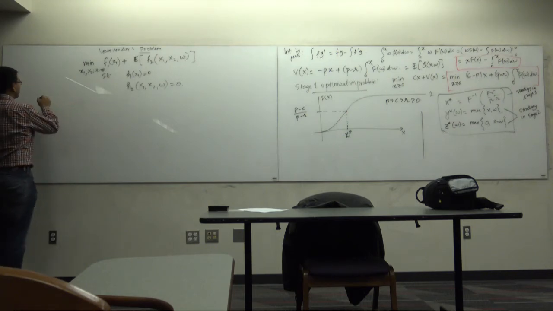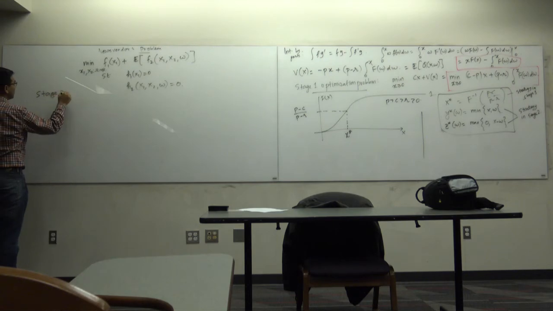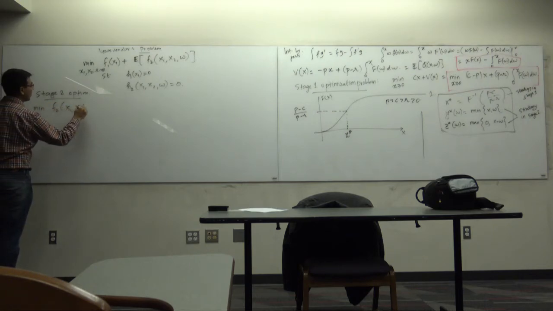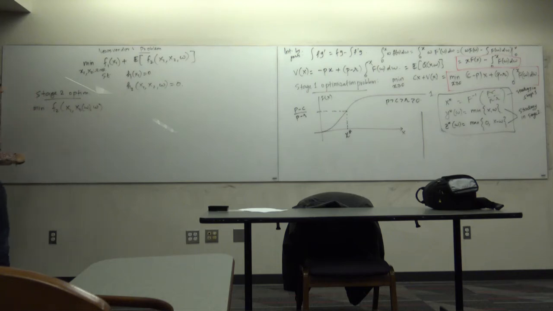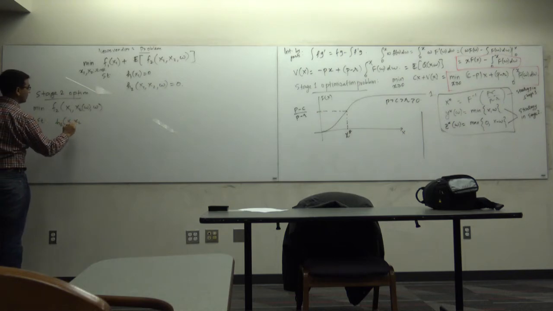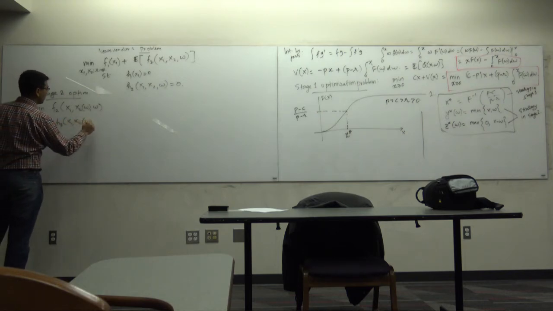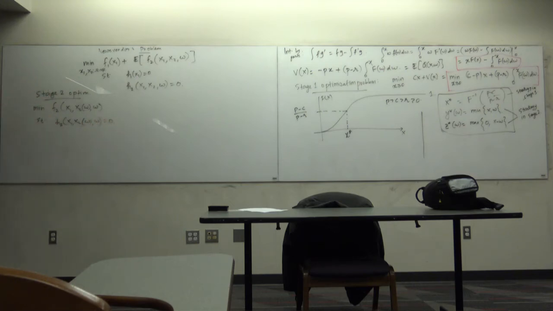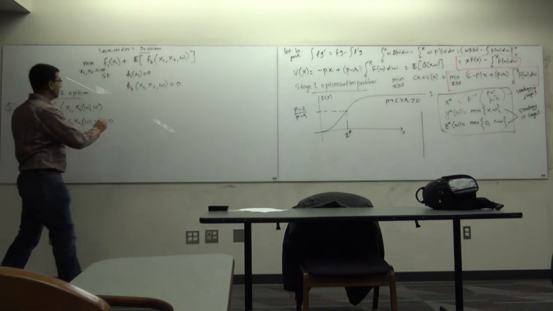Then this problem needs to be divided into two problems. So the first problem is the stage two optimization problem, where you minimize F2 of X1, X2, omega, over X2, such that the constraints hold. Store this as a Q function.